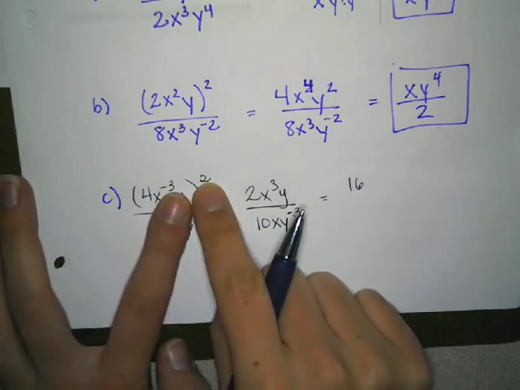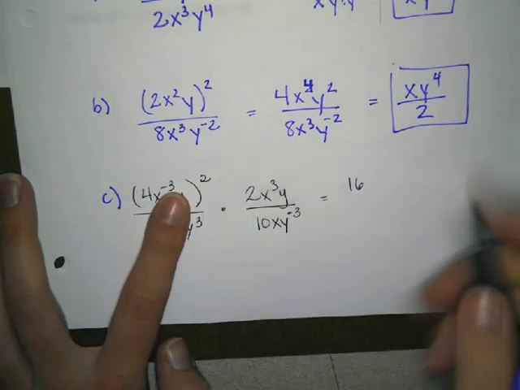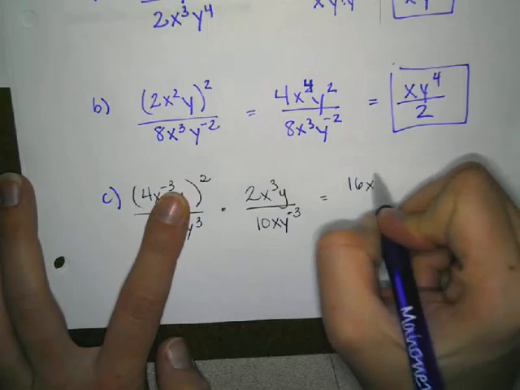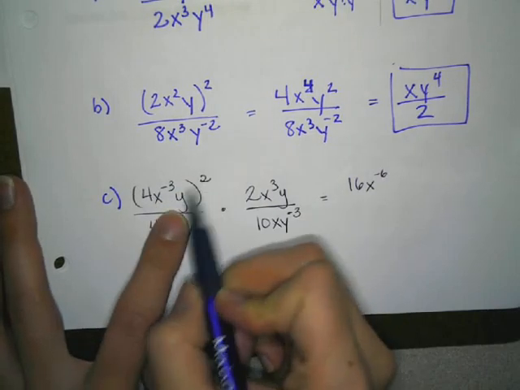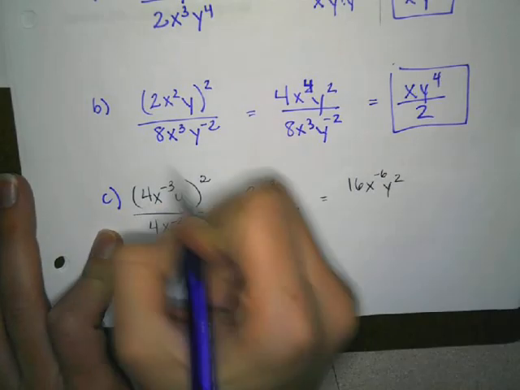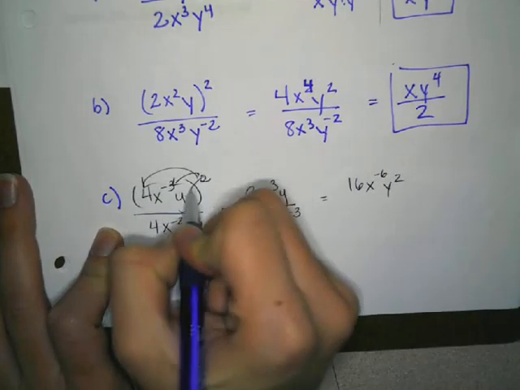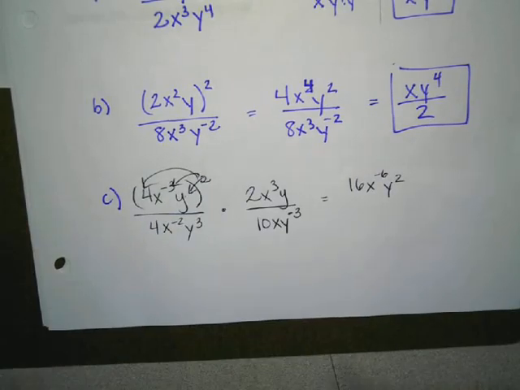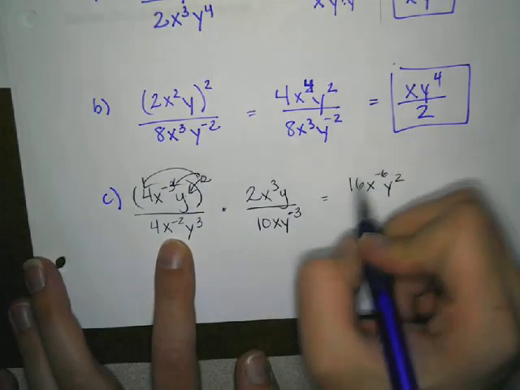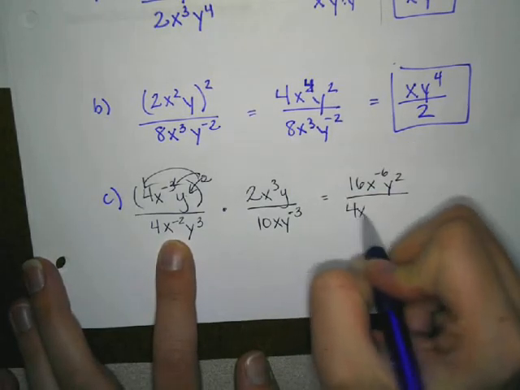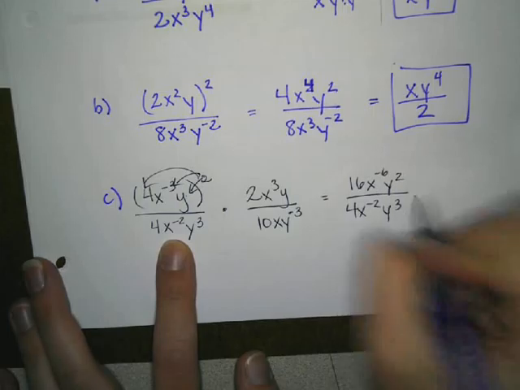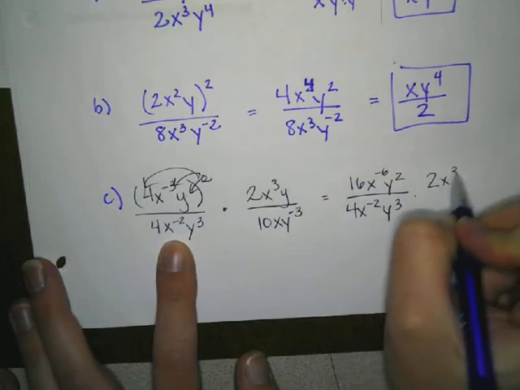If you have a power on a power situation, you multiply. So you should get x to the negative 6. And then y squared, right? Because we distribute to each term. Okay, I'm not going to do anything else at this point. Everything else I'm just going to leave as is because I'm going to do this piece by piece.